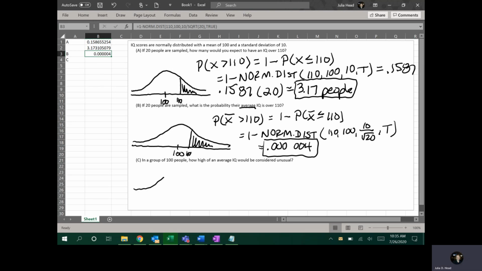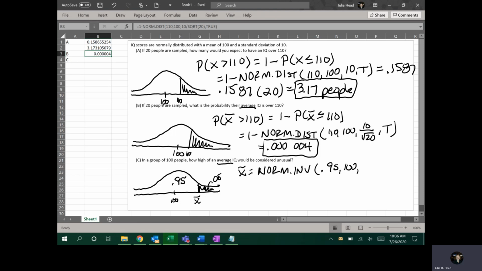So for part C, how high, so we're thinking to the right side, would be unusual. So we're shading 0.05, would be considered an unusual average. Again, this one uses the word average, so I'll put x bar instead of x. So this will be an inv question. There's 0.95 in the unshaded region. So for probability to the left, it's 0.95.